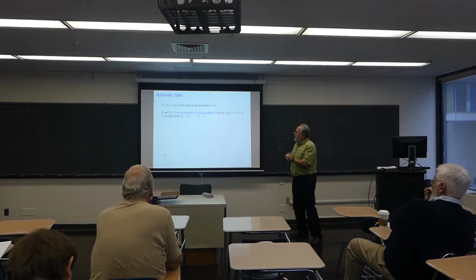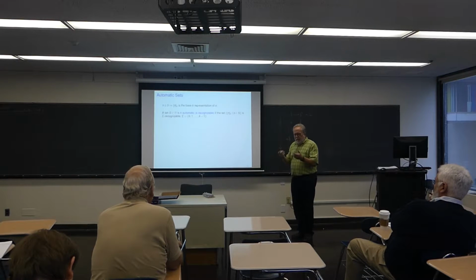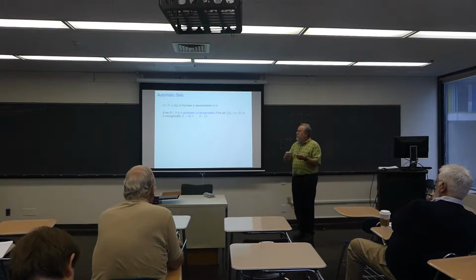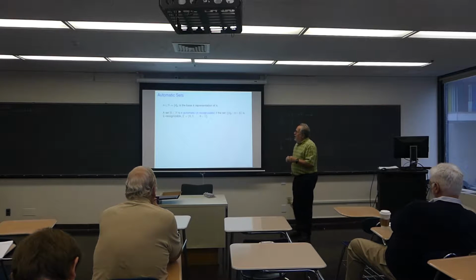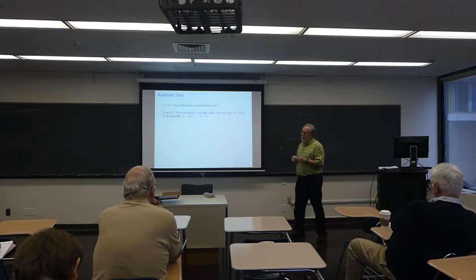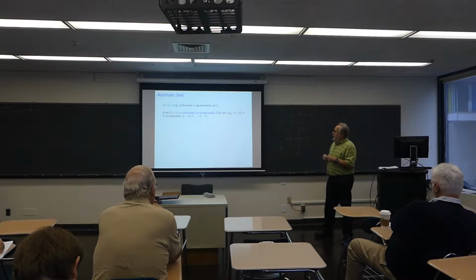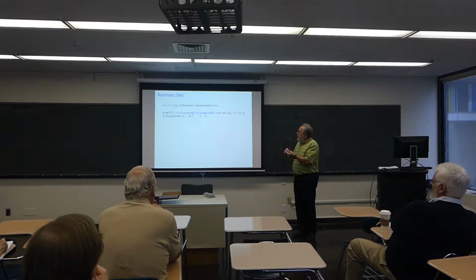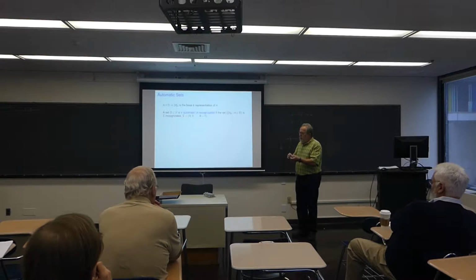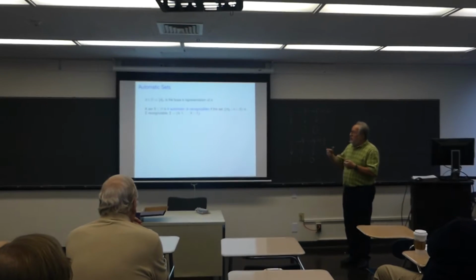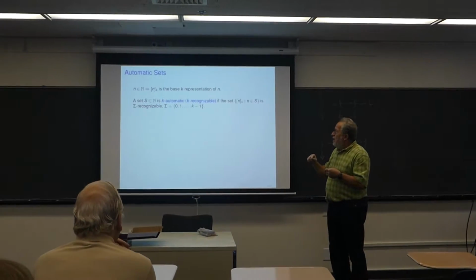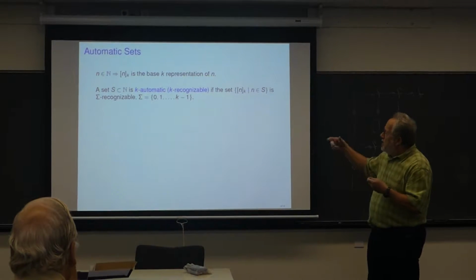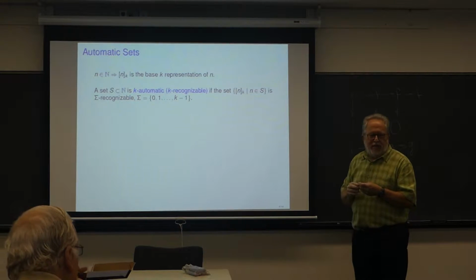What's an automatic set? If I have an integer, I can look at it in base k, whatever k is. I'm going to say a set of integers is k-automatic, or k-recognizable, if the set of representations of those numbers in base k is sigma-recognizable. That is, there's a finite automaton on this alphabet so that it's happy precisely when you feed it one of these numbers in base k.